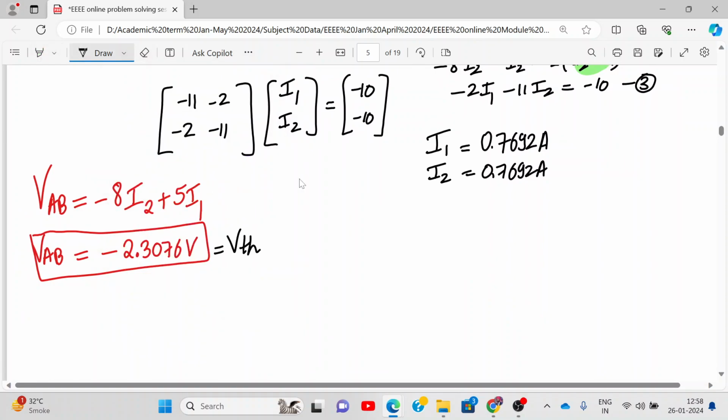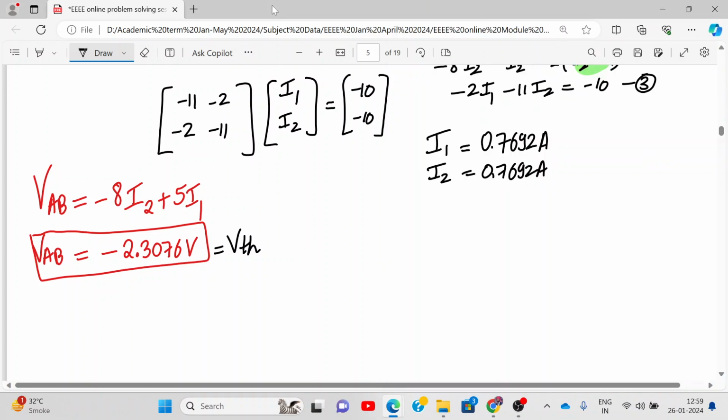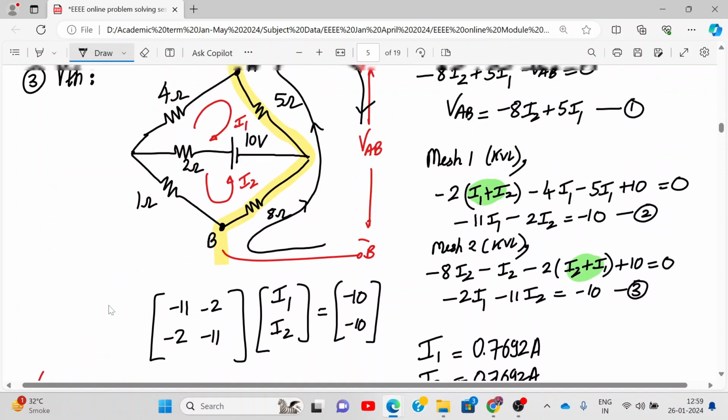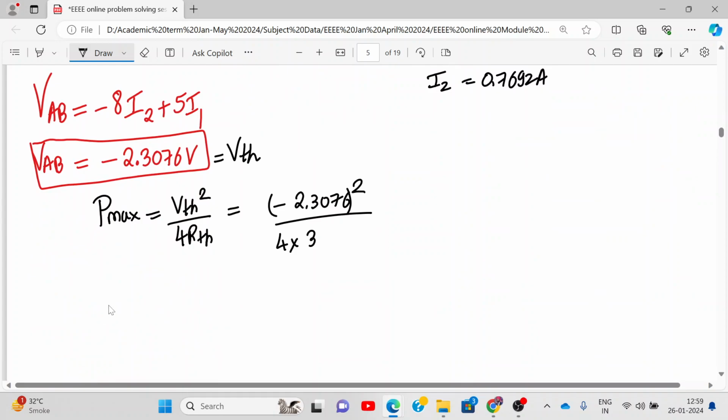This is VTH. Now what is left out? Calculate Pmax. Pmax is VTH square upon 4 RTH. Please calculate this. Minus 2.3076 square divided by 4 into RTH. RTH was how much? 3.2648. Only this much is left now.